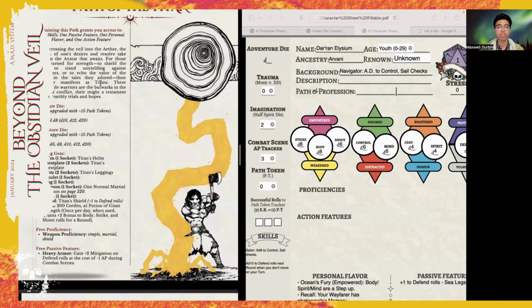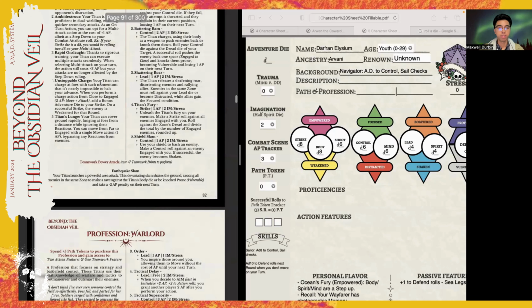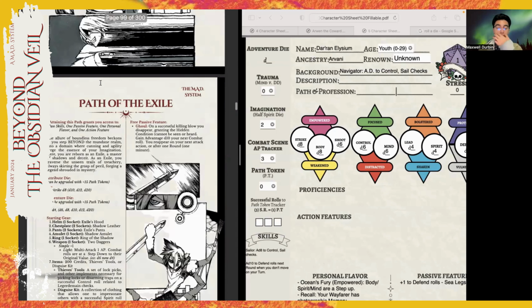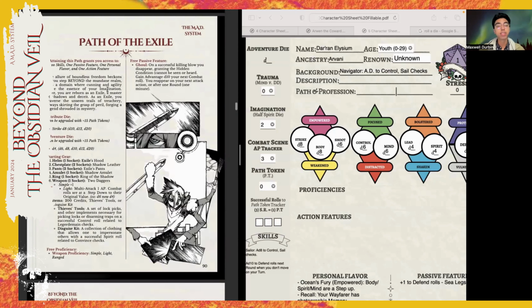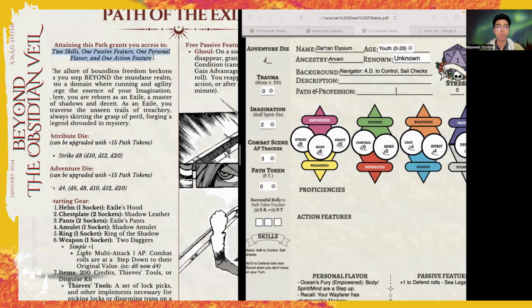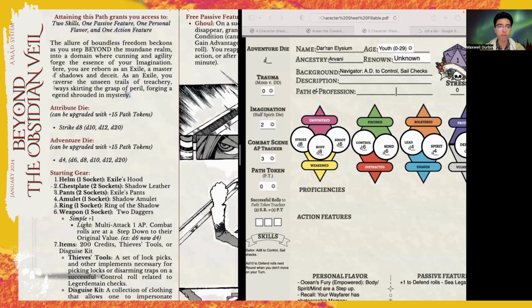And we are going into, I was deciding on Path of the Titan, but I haven't really created a Path of the Exile yet. So that's what we're going to do. And in case you forget, you can choose 2 skills, 1 passive feature, 1 personal flavor, and 1 action feature. You'll have a little blurb here that basically adds to the reason why your character became this path.